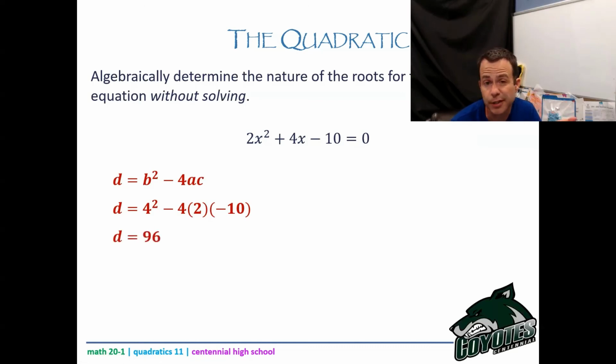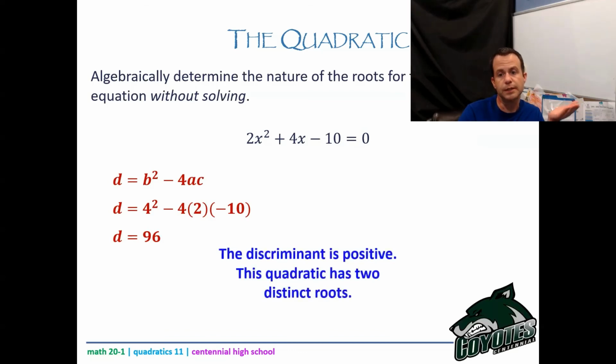I don't really care what the number is except to say, hey, my discriminant is positive. Because my discriminant is positive, that means I will have two distinct roots. Okay, so the discriminant is positive. This quadratic has two distinct roots. Okay, much easier than solving if we don't need to solve it. If the discriminant will get us to the answer we're seeking, go for it.